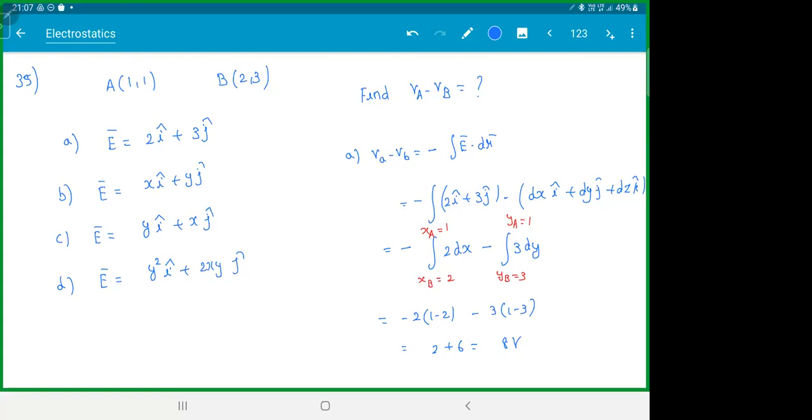This is the formula: VA minus VB is minus integral E dot dr. E bar, dr I know, dx i cap, dy j cap, dz k cap. First do the dot product. Dot product will be 2 into dx, 3 into dy, and Z there is nothing. And then just integrate it. Please check. Using this, can you solve the remaining 3? Try. I'll give 3 minutes.